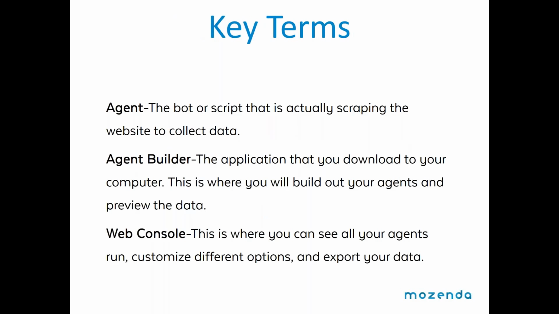Let me go over a couple key terms that'll be good to know before Kenneth takes over. Within Mozenda, we use something called agents. An agent is what you probably know as a bot, or the script that actually is scraping the internet, scraping the website that you're looking at. We also have something called an agent builder. This is the application that you're downloading onto your computer, and this is where you'll build out your agents as well as preview your data before you actually start harvesting that data.